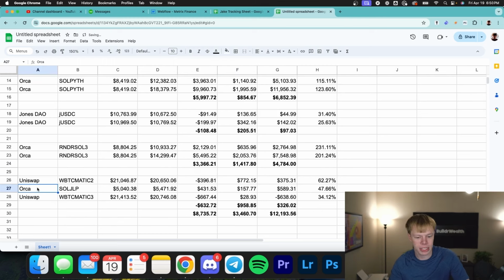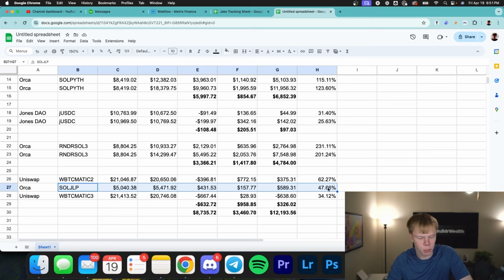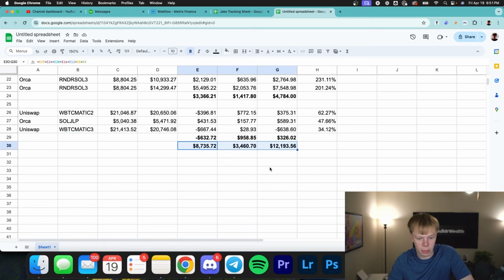And then of course, diving into some other positions, I did have this Sol JLP position, which also made me roughly 150 bucks and about $431 in overall price appreciation. And this Sol JLP position was one that I entered and exited in March, basically. So when we look at the total numbers, I made roughly 3.5K in overall passive income from the month of March alone, which was pretty good. It was a pretty solid month for me. Definitely could have been better. And I think we're on track to do a lot better in April.